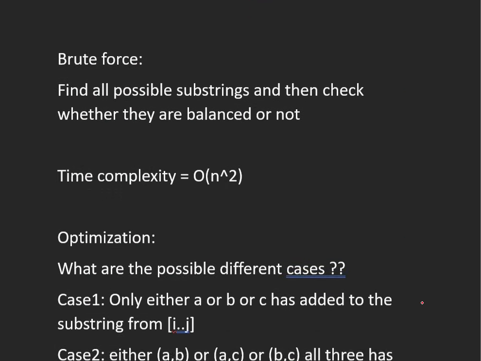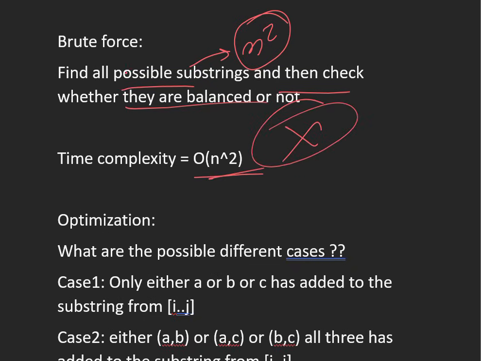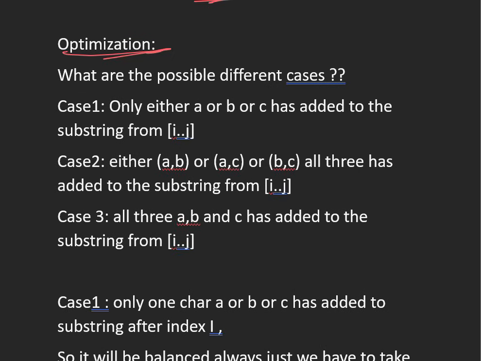So the brute force approach is to find all the possible substrings and then check whether they are balanced or not. But finding all the possible substrings takes big O of n square time, and as we have discussed, due to constraints this is not feasible. So what we have to do is optimize this brute force approach to some solution that has time complexity less than n square, right?